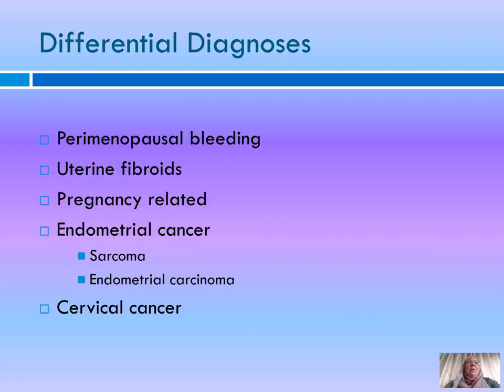And you have a number of differential diagnoses here. It could be perimenopausal bleeding, it could be uterine fibroids, it could be pregnancy related. I know she says she has not had intercourse and she's a widow, but this has to be in the back of your mind as a possibility, and you have to just exclude that with a test.